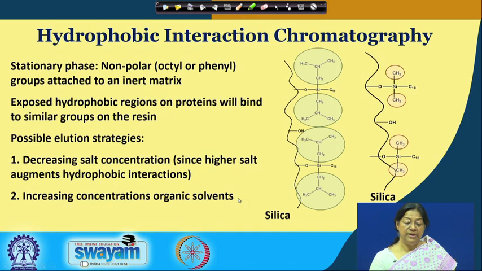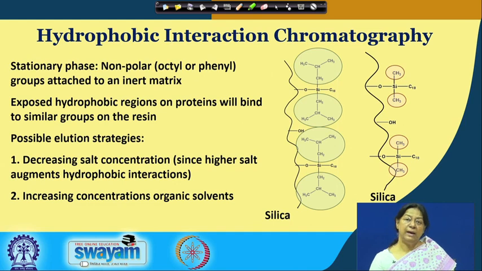As can be understood from the name itself, hydrophobic interaction chromatography takes into account the hydrophobicity of the molecule to be separated. In this case, the stationary phase is non-polar. The exposed hydrophobic regions are attracted to the non-polar part of the beads, because we have a stationary phase that is non-polar.